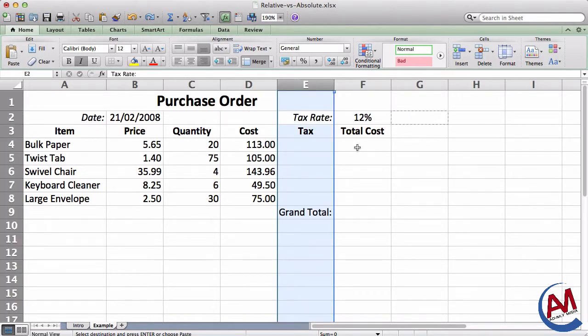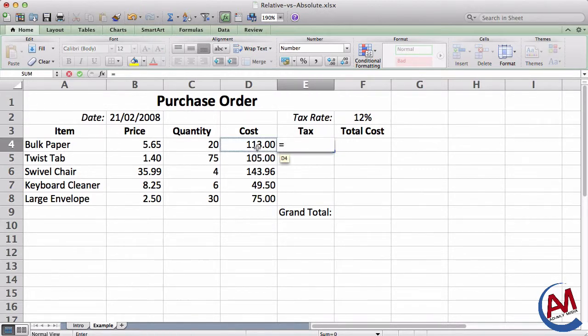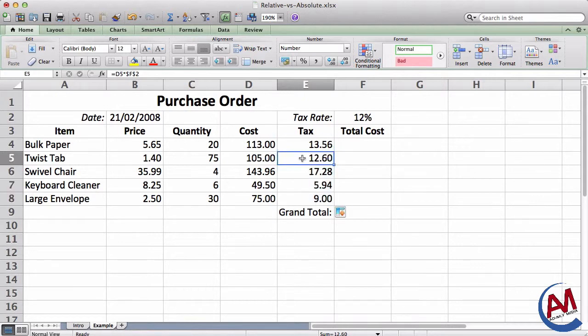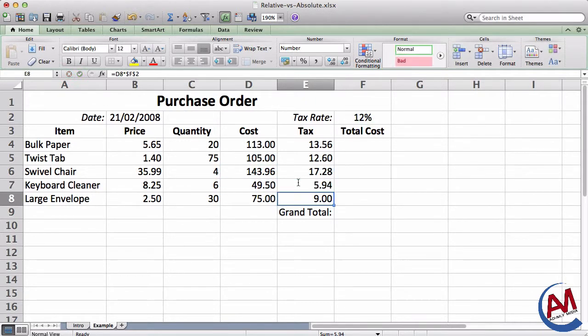So I'm just going to undo that, and I'm going to absolute reference this 12% in this one cell. So I'm going to do relative referencing with the cost, and I'm going to multiply it with absolute referencing of the tax. Press enter, and just copy it all in, and it will always reference F2 in each of these tax values. Yep, there you go.